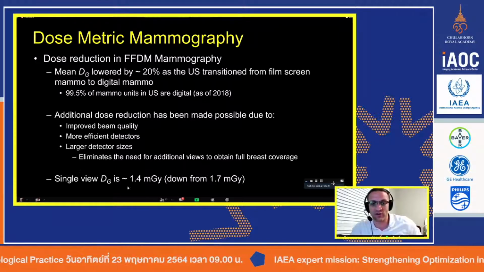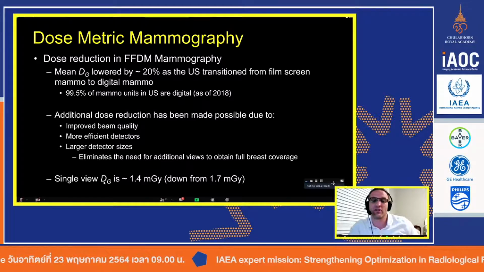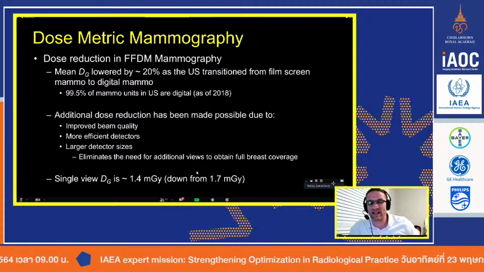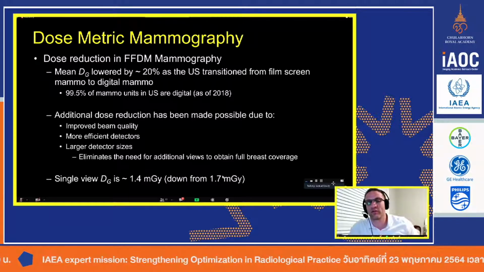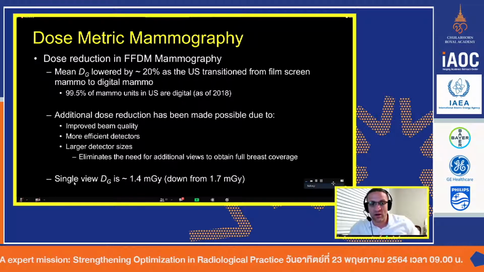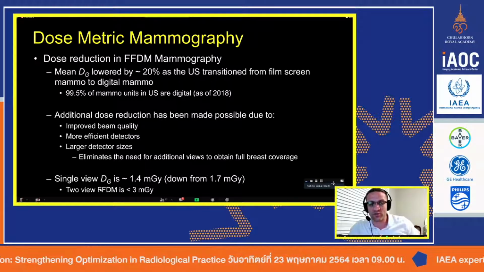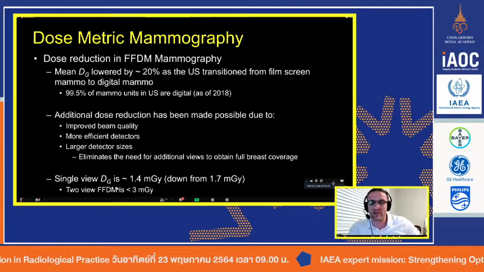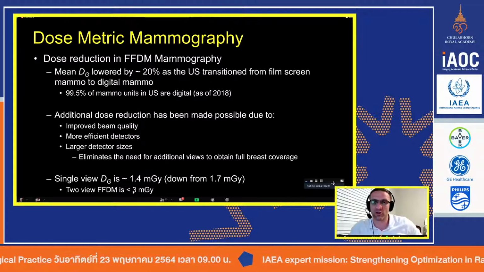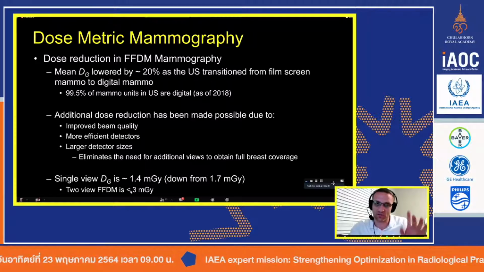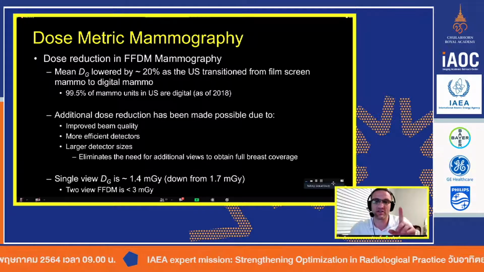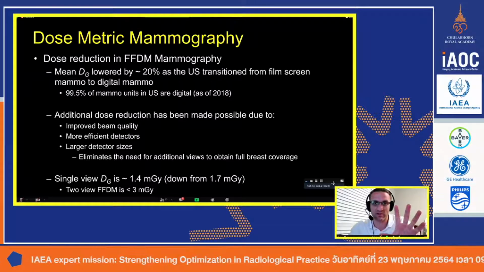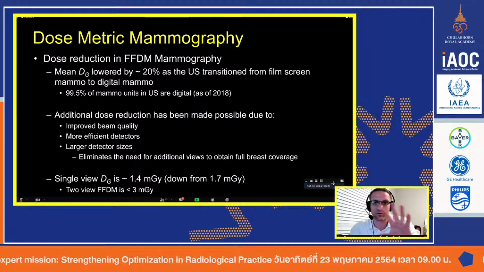So the single view, as we measure this here in the US, we're on average about 1.4 milligray. And that's down from about 1.7 milligray from our film days. 2-view full field digital mammography, so per breast, so you got a CC and MLO, that's less than 3 milligray. That's doing pretty good because our standard, as you may recall, and what the IAEA recommends is less than 3 milligrays per view. So that would be 6 per breast, CC, MLO, so 3 and 3.